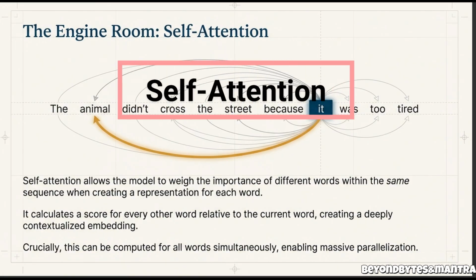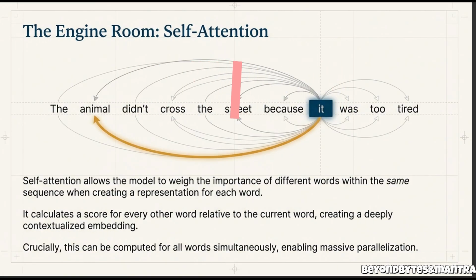The engine room for this was self-attention. At the heart of the transformer lies self-attention. Each word looks at every other word, weighing their importance. This allows the model to capture relationships across the entire sequence all at once.